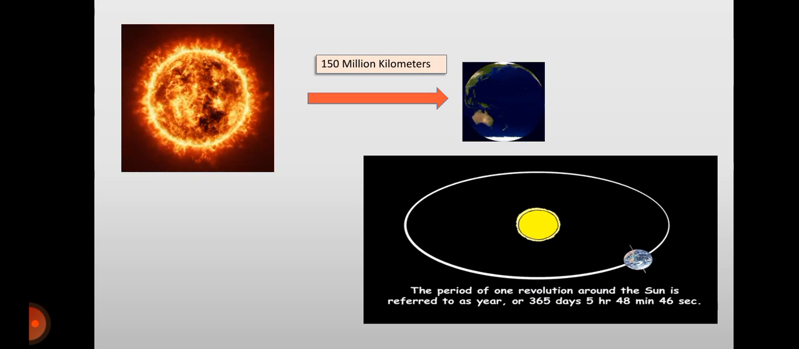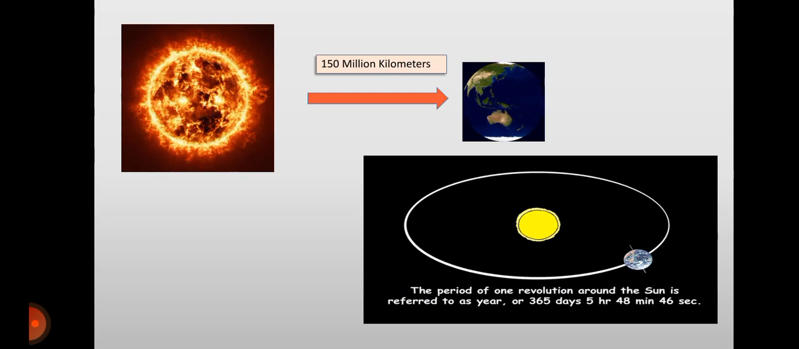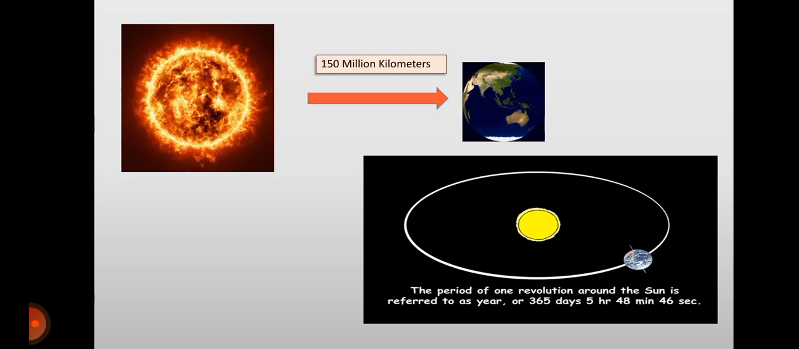The period of one revolution. That means when Earth completes one entire elliptical path, that period is referred to as 1 year. That means Earth takes 1 year to complete one revolution around the Sun, or it can be defined as 365 days, 5 hours, 48 minutes, and 46 seconds to be precise.